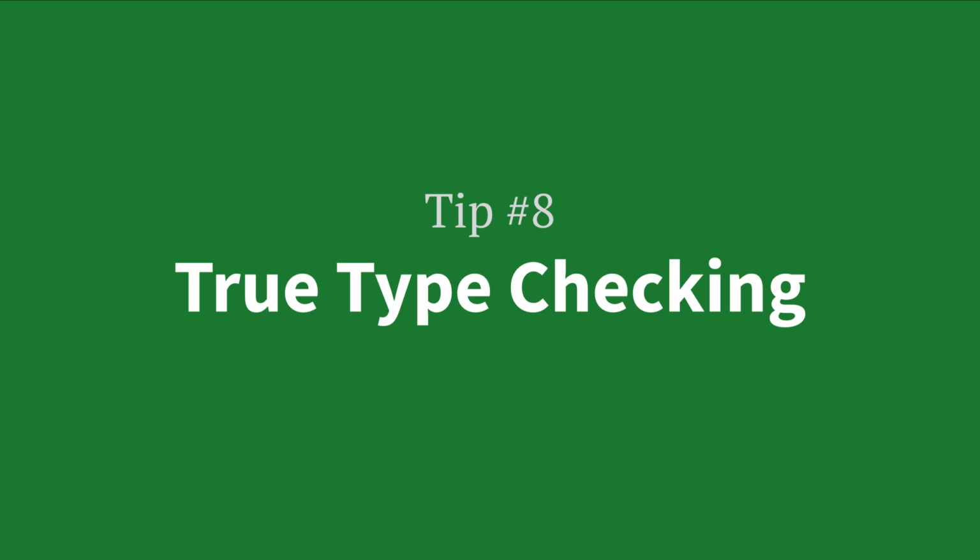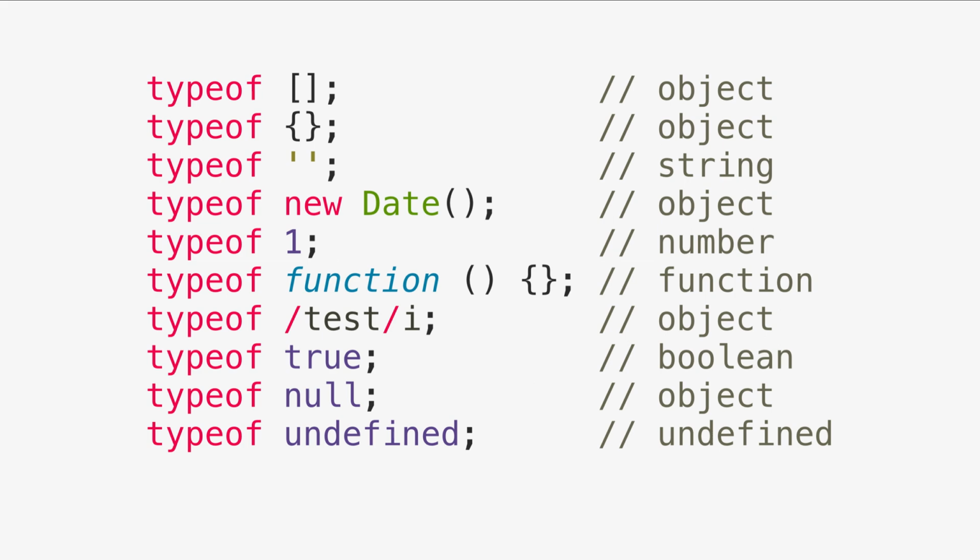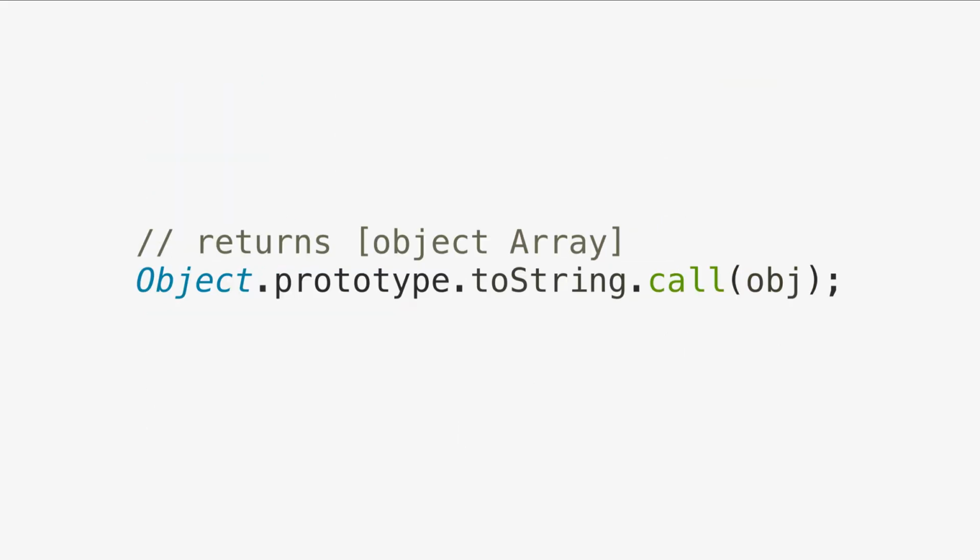Tip number eight, true type checking. Because so many JavaScript things are actually objects, the typeof operator is unreliable for accurate type checking. For example, plain objects, arrays, dates, regex patterns, and null all return object with the typeof operator. For more accurate type checking, call the Object.prototype.toString method on the item you want to check. The returned value will start with square bracket object followed by the actual object type.